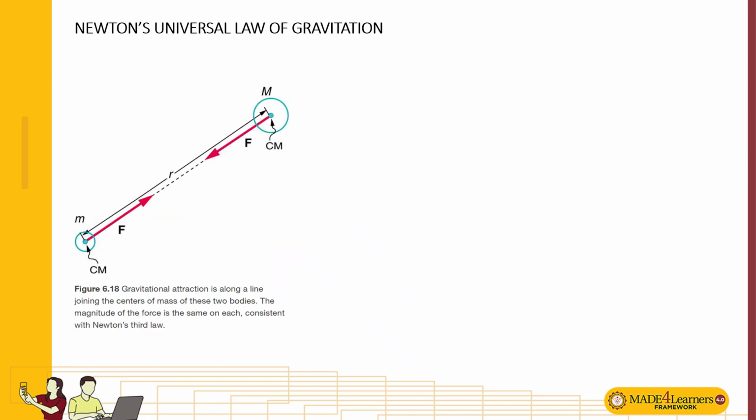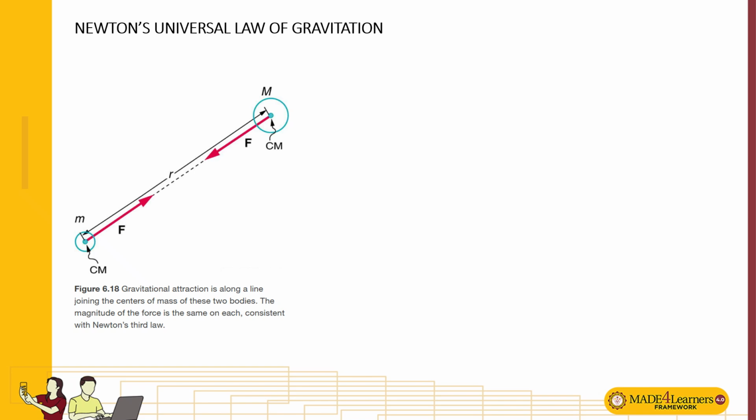So another application of centripetal force. This time it's the gravitational force that is equal to the centripetal force. So how do we solve for this gravity, the pull of gravity? How many newtons is it pulling the satellite, for example, or a planet, or the moon, or two planets, etc. The gravitational attraction is along a line joining the centers of mass of the two bodies.